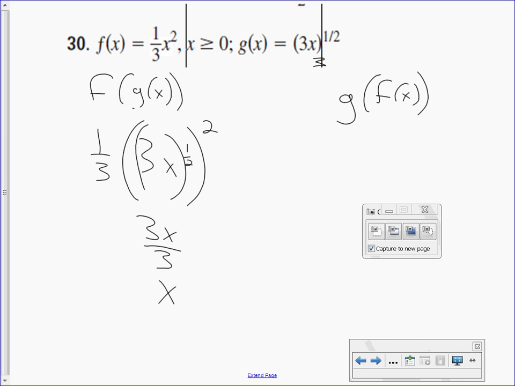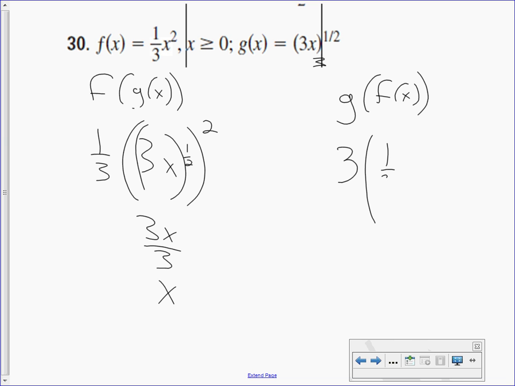And then go in the other direction. You have 3 times 1/3 x squared, and that's all to the 1/2. When you simplify through on that, these go away, and you have x squared. You have the square root of x squared, which is x. Okay.